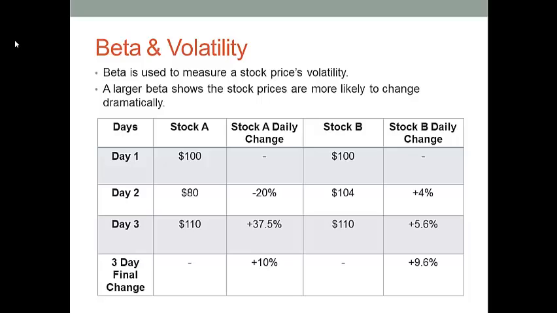Let's say I sell stock A on day 1 at the highest point, and then I buy stock A again on day 2 at the lowest point, and then I sell stock A again at the highest point on day 3. Then basically, my return rate is not 10% in 3 days. It would be about 60%, right?